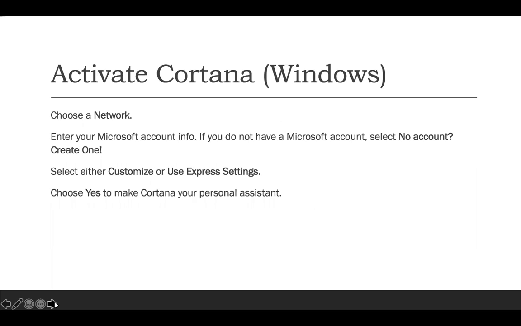So if you have the Windows or PC, similar to Siri for a Mac or for an iPhone, the artificial intelligence voice is Cortana in Windows. So if in case students don't want to choose a network, they can enter their Microsoft account if they have one, and if it's associated with the school. They can go to customize or use express settings and then just choose yes, and then they can have Cortana be the verbal assistant and help with cues.